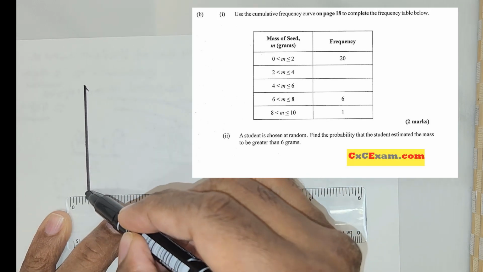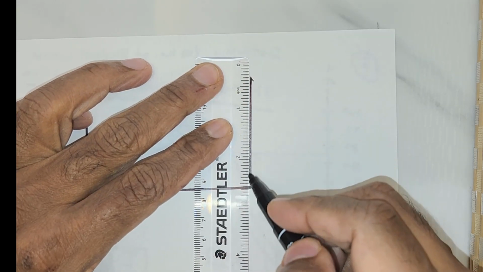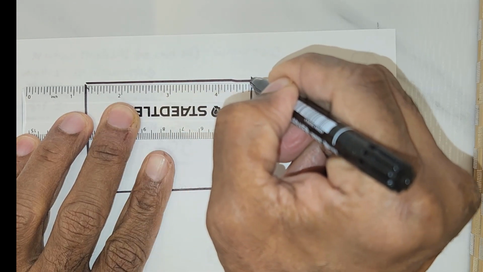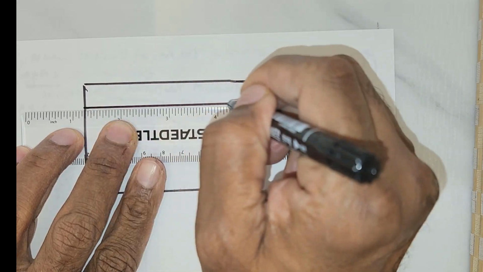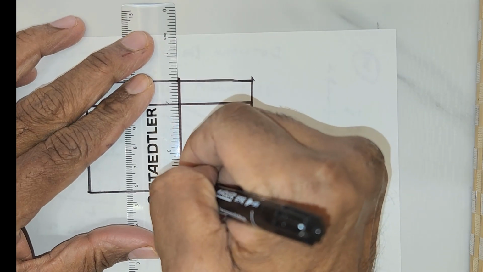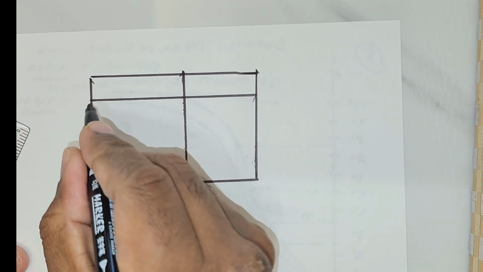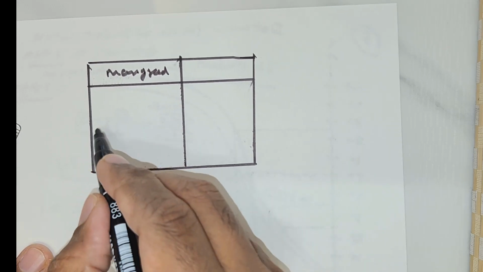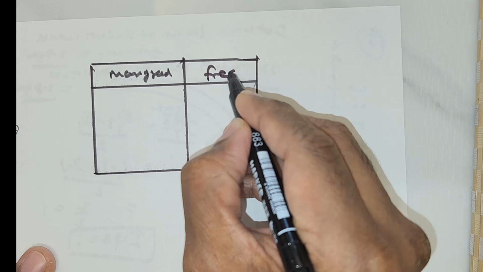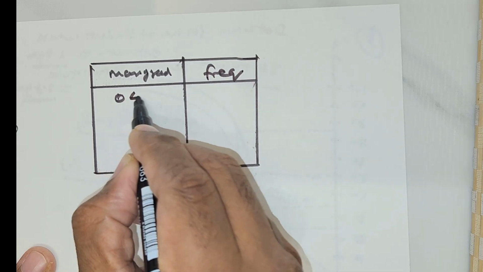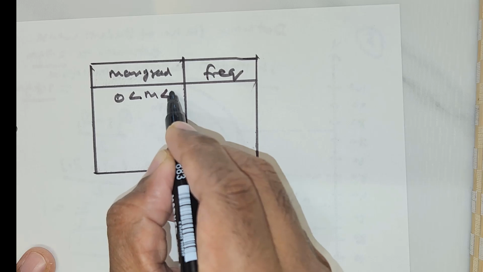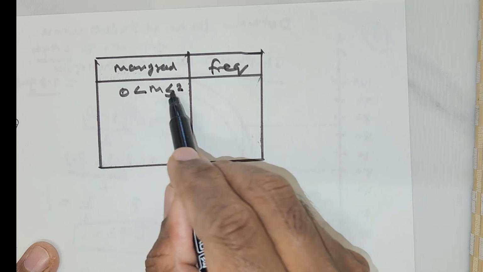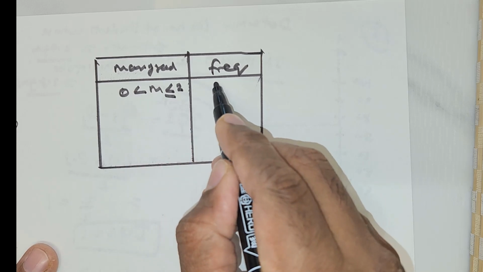Okay, so we are given a table and we have to complete this table. This is the mass of seed and this is the frequency. So between 0 and 2, less than or equal to 2, the number of students who have reported the mass to be between 0 and 2 is given as 20.